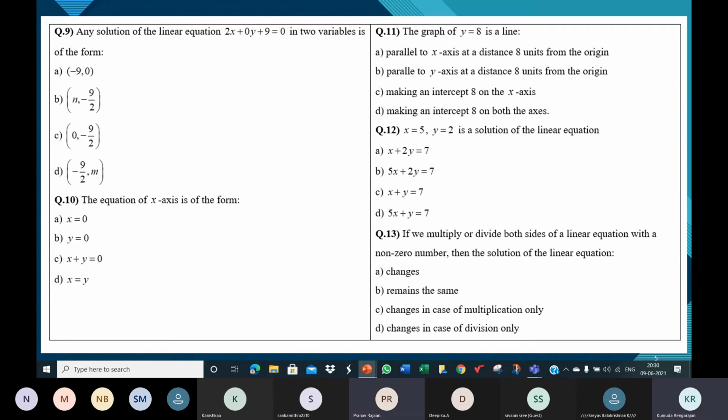I don't know if you're convinced. It means minus 9 by 2 is equal to x. Yeah, x is equal to minus 9 by 2. That means x will always be minus 9 by 2 for different values of y. So in the x coordinate, it will always be minus 9 by 2. The y coordinate can be different, which is represented by minus 9 by 2 comma m. It need not be m here. It can be a, b, c, d, which indicates a variable. And we know that a variable can assume different values, any value.